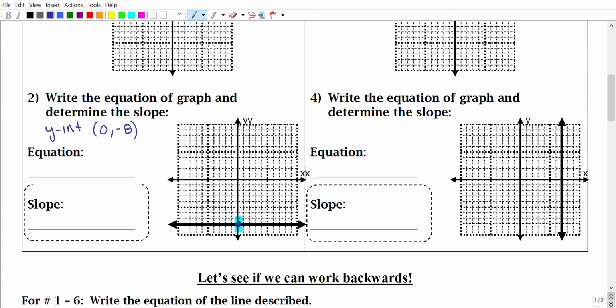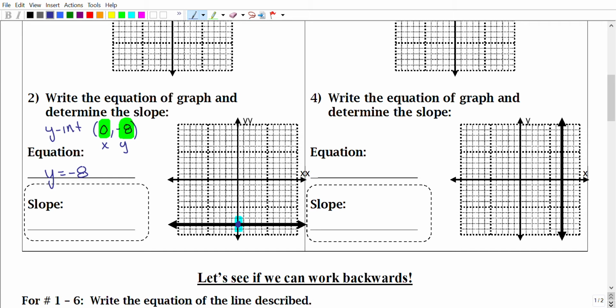But when we write the equation, we know it has to start with a y, but which one of these two numbers am I using? Am I using the 0 or the -8? Well, it's y equals, so which one of these is my y coordinate? Remember, this is my x, this is my y. Which one's my y coordinate? The -8. So y equals -8 is my equation.